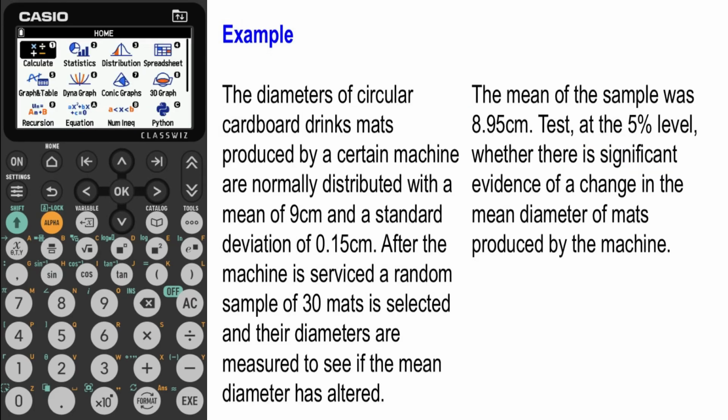The diameters of circular cardboard drink mats produced by a certain machine are normally distributed with a mean of 9 cm and a standard deviation of 0.15 cm. After the machine is serviced, a random sample of 30 mats is selected and their diameters are measured to see if the mean diameter has altered. The mean of the sample was 8.95 cm. Test at the 5% level whether there is significant evidence of a change in the mean diameter of mats produced by the machine.